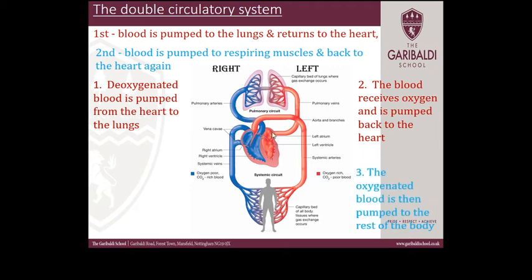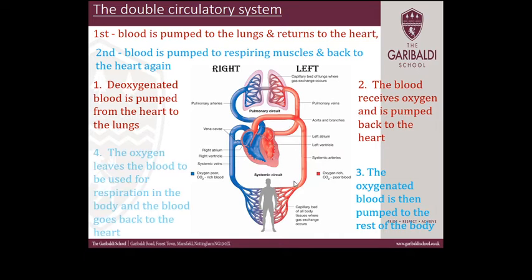The next one, the oxygenated blood is then pumped to the rest of the body. So now we have oxygenated blood in the heart, goes through the atrium on the left hand side, then into the left ventricle, and you can see, look at the ventricle. The muscle here is thicker than on the right hand side. That's because this then gets pumped all the way around your body.